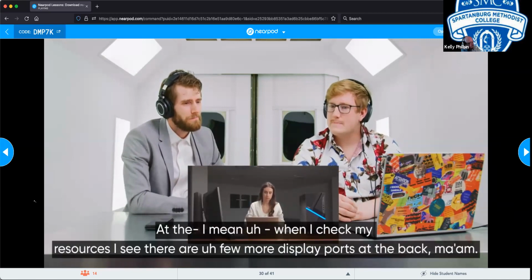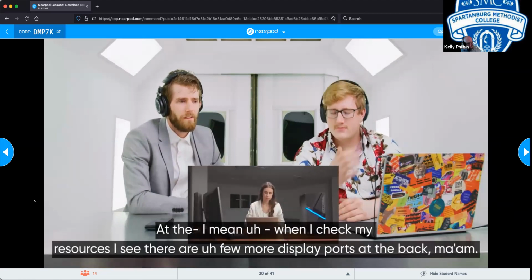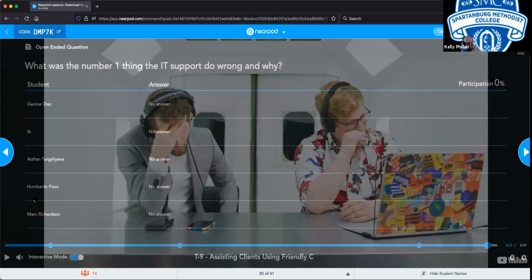When I check my resources, I see there are a few more display ports at the back. Oh, no.